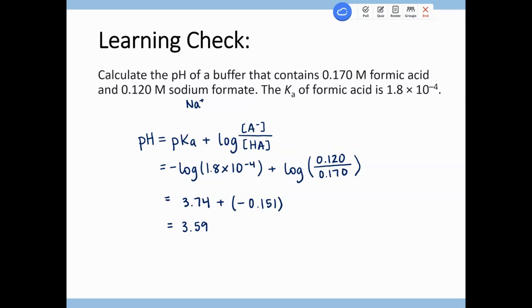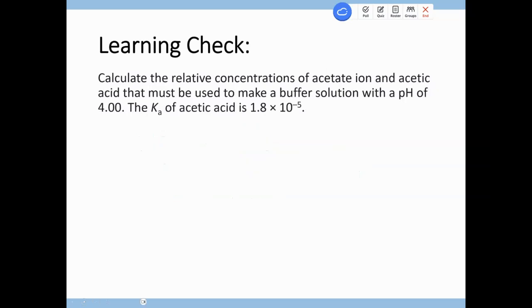All right, let's do another learning check. We're using the same equation, but here we're trying to calculate relative concentrations of acetate ion and acetic acid. So relative concentrations, we're not looking for an absolute concentration. We're looking for the ratio of acetate ion and acetic acid. That would be A minus to HA. The conjugate base acetate ion to acetic acid, which is the acid.